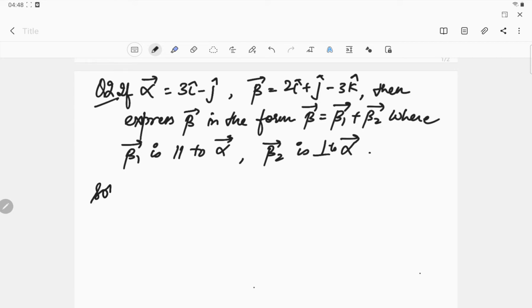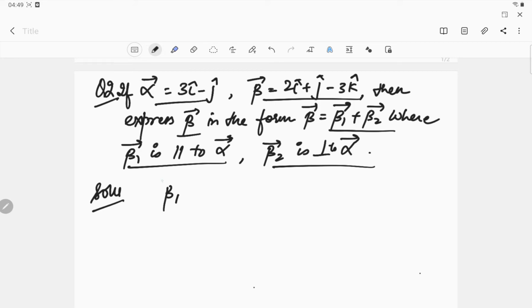So this is the question. Let us read once again. Two vectors, alpha vector and beta vector, are given to us. We need to express beta vector as the sum of two new vectors, which are beta 1 and beta 2. Beta 1 is parallel to alpha vector and beta 2 is perpendicular to alpha vector. So now let us begin.